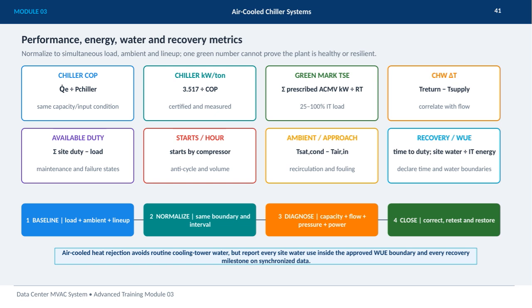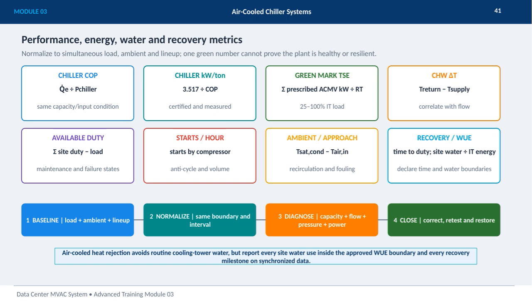Available duty tracks the total site cooling capacity minus the load, factoring in maintenance and failure states. Starts per hour measure compressor start cycles, helping identify anti-cycle behaviors and volume issues. Ambient and approach temperatures reveal conditions like recirculation and fouling by comparing condensing saturation temperature to incoming air temperature. Finally, recovery and water usage effectiveness are evaluated by the time to duty and site water used per IT energy consumed, with clear definitions of the time and water boundaries.